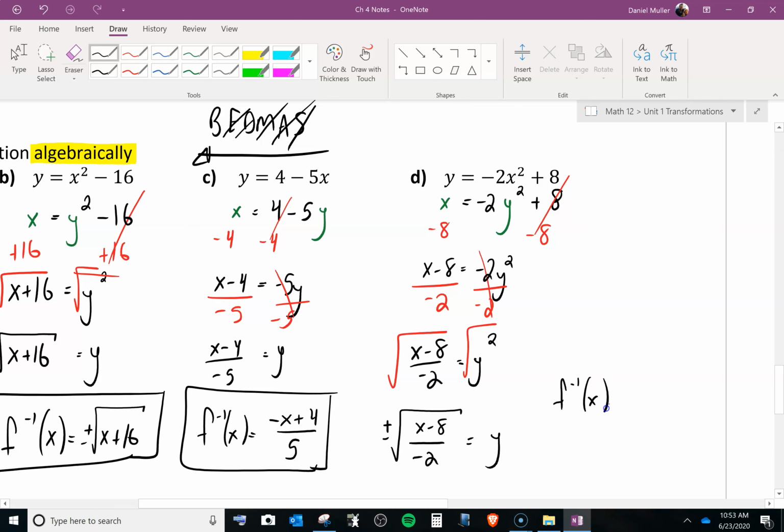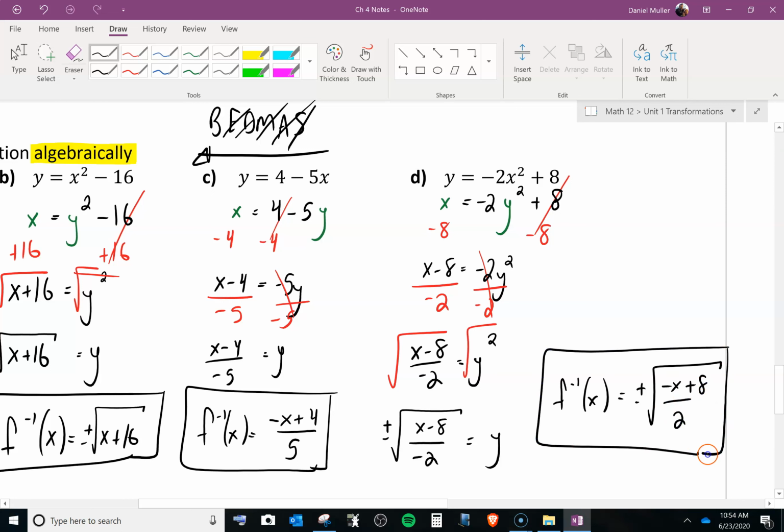So how would we write that? Well, I'd just rewrite it, f negative 1 of x. And then I would bring this negative up. So I'd make this to the numerator here. I'd make that a negative x and a positive 8. Negative x and a positive 8 all over 2. So there you have it. That's how I solved this using backwards BEDMAS.